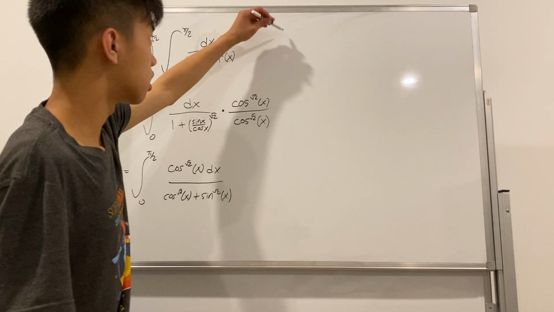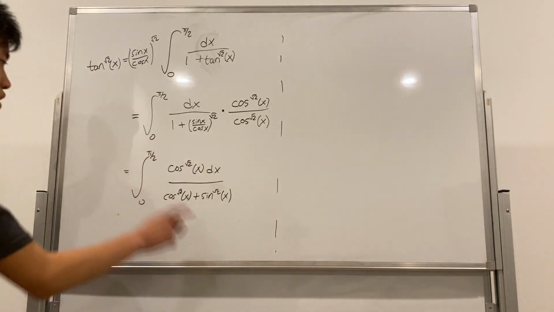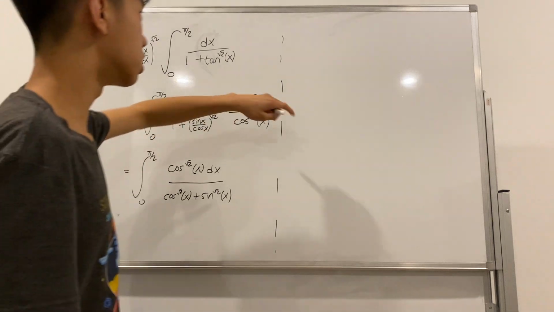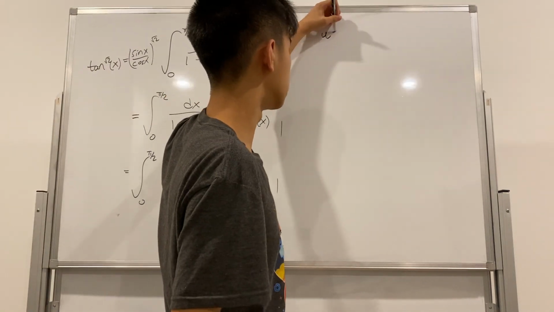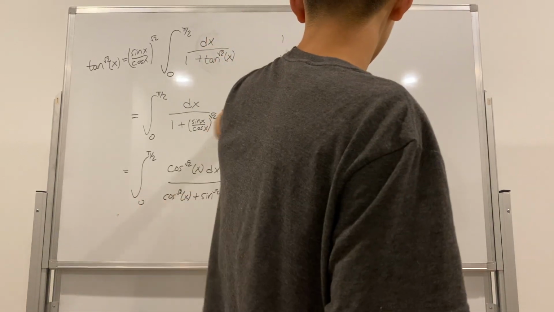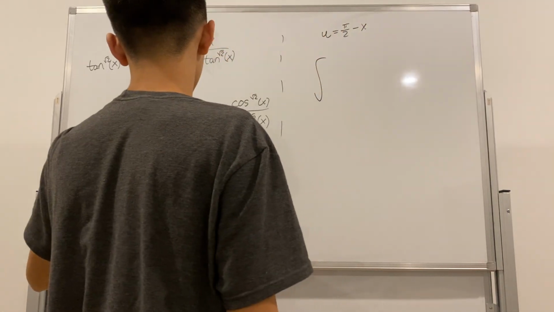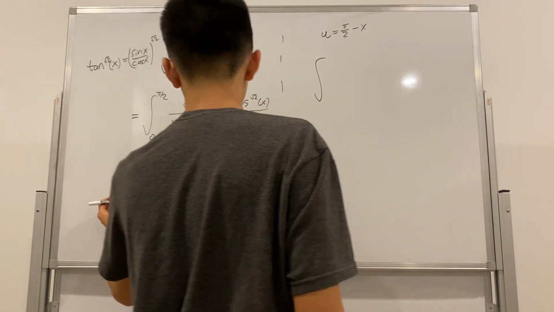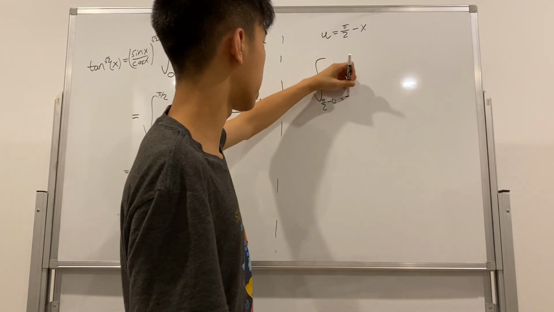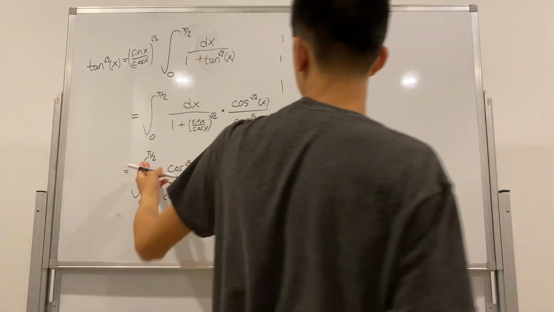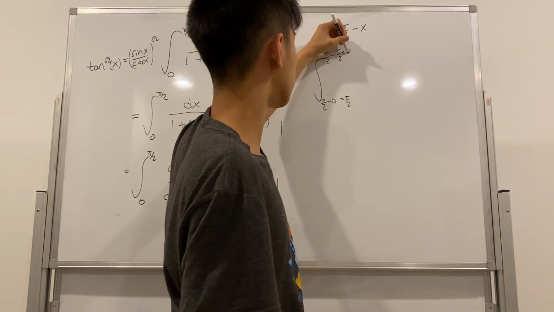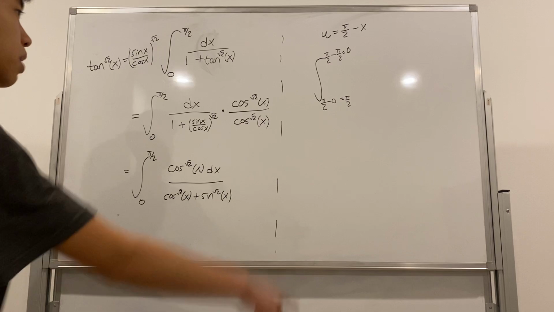Well, to proceed from this point on, the steps are rather simple. We can use a rather straightforward u substitution. U equals pi over 2 minus x. So we can get this new integral where we can transform the bounds. We get pi over 2 minus 0 equals pi over 2, and pi over 2 minus pi over 2 equals 0. New bounds from pi over 2 to 0.